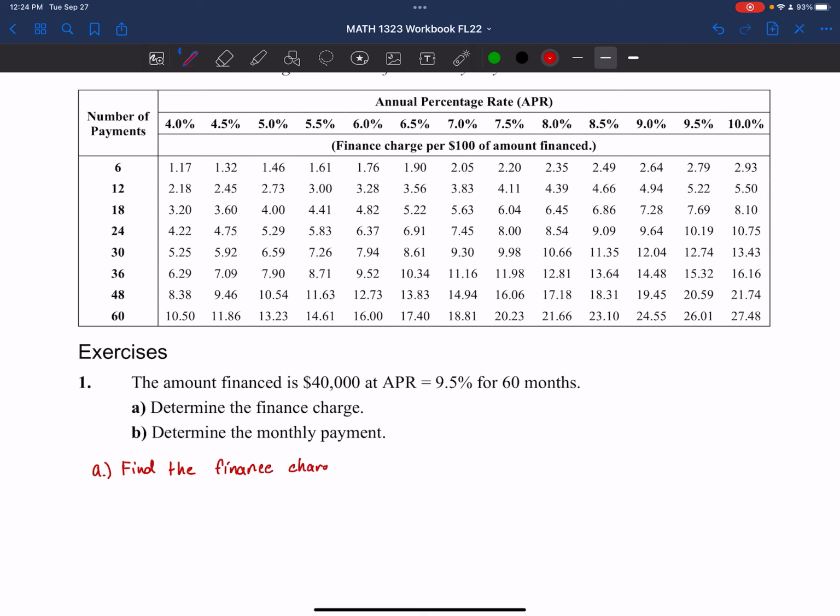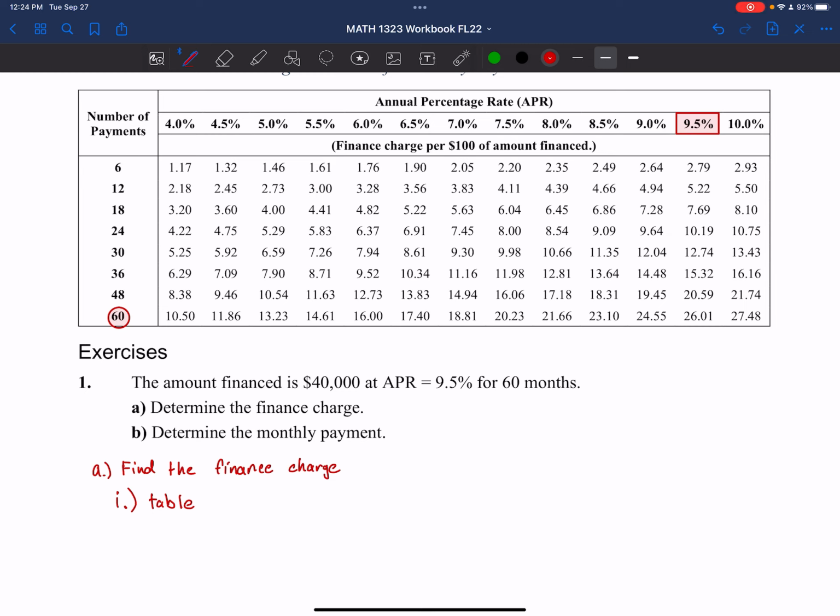All right, so there's 3 steps. So I'll just call this step I. What we'll do first is use the table. So let's see, we have 9.5% for 60 months. So I'm going to go ahead and circle the 60 right here. And we have 9.5%, so that's going to be up in the top right. And then what we'll do is find where they intersect.